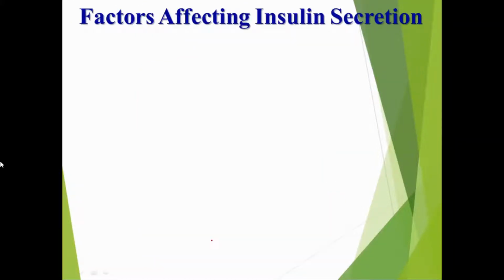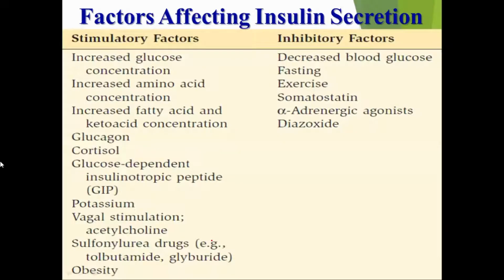Now, when you talk about the factors affecting insulin secretion, there is a list of factors which stimulate, and the list is short, but there are more factors which inhibit insulin secretion. What are the stimulatory factors? Increased glucose concentration. Inhibitory factor, decreased blood glucose. Then increased amino acid concentration. Fasting is an inhibitory factor.